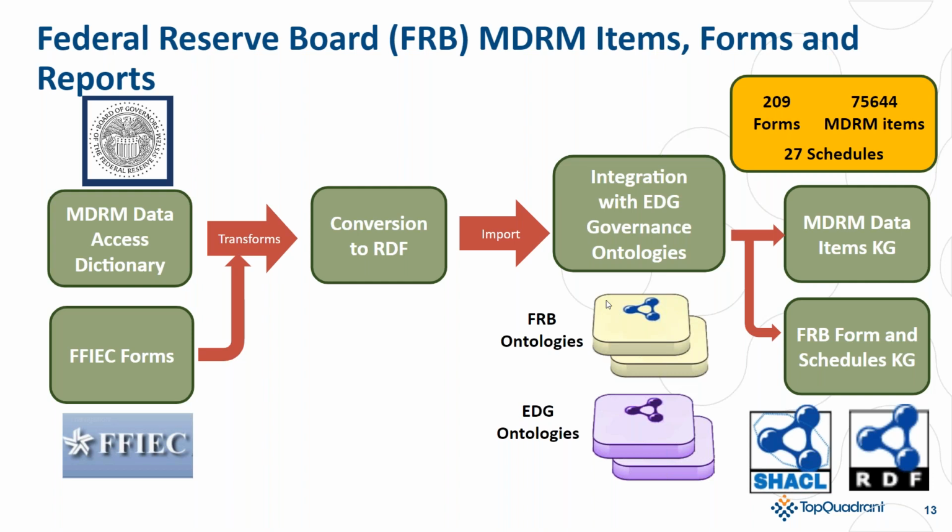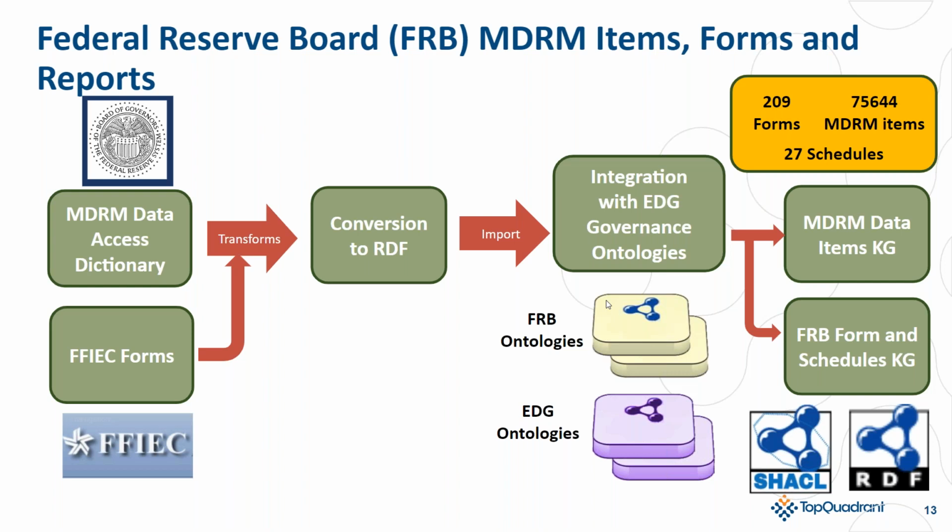So we talked about EBA, we talked about bringing in information from EBA, and how we can import things and leverage things like LLMs to describe what those things are. Let's talk about the Federal Reserve Board. Now we're going to talk about things like forms, reports, schedules, and MDRM items. So similar concept, except different data that we're pulling in.